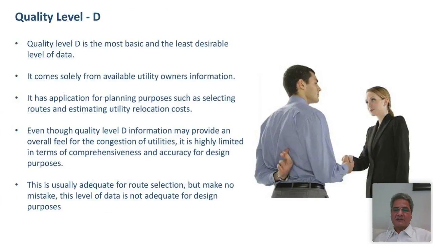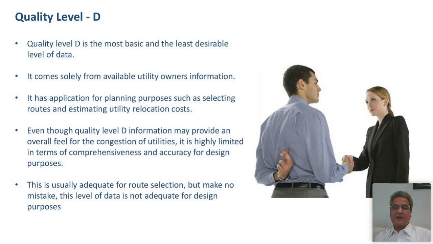All right. So now just looking at these quality levels briefly. Quality level D is the most basic and the least desirable level of data. It comes solely from available utility owners' information. That is, you write to people, get information from them, and put that entire information together to make what we call a utility composite. It has application for planning purposes, such as selecting routes and estimating utility relocation cost. None of the quality levels is useless in terms of SUE. Please remember that. And that's why this process is so important.